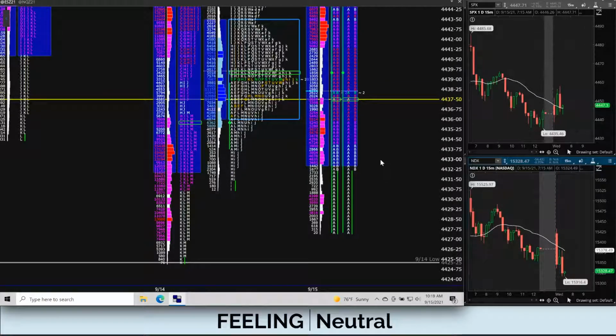Still one time framing higher. Yep, on the ES, still one time framing lower on the NQ.